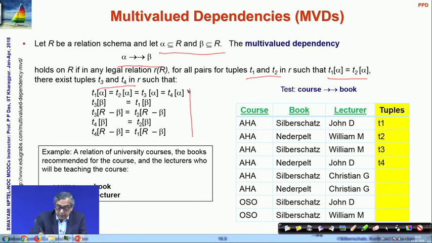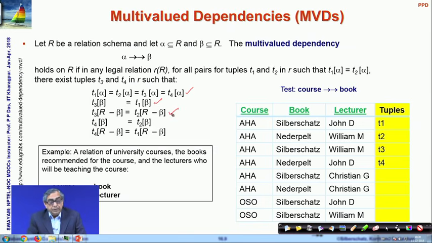What are the conditions? Look carefully. Here we say that all of them match on the alpha attributes, which is fine. Then we say that T3 matches with T1 in the beta attributes, and T3 matches on the remaining attributes with T2. Similarly, T4 matches with T2 in the beta attributes, and T4 matches with T1 on the remaining attributes. So, let us look at an example, as it gets confusing.